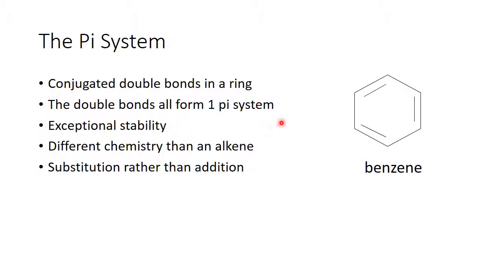This gives it, because it's one pi system, exceptional stability. You're going to see that we have different chemistry than an alkene. As the alkenes did addition reactions, what we actually will see is that the aromatic compounds do substitution reactions.